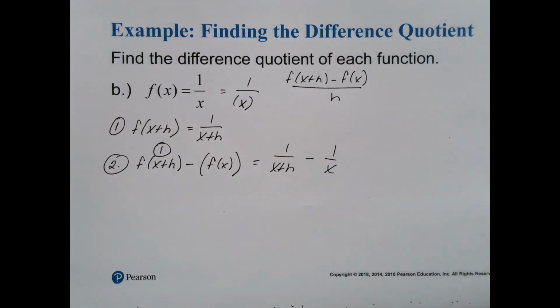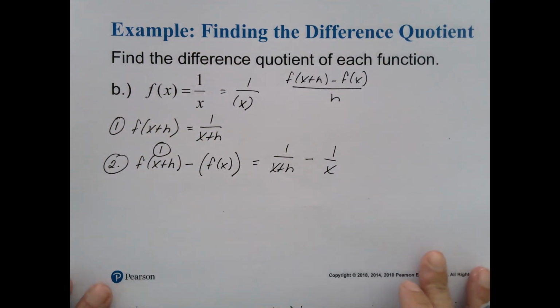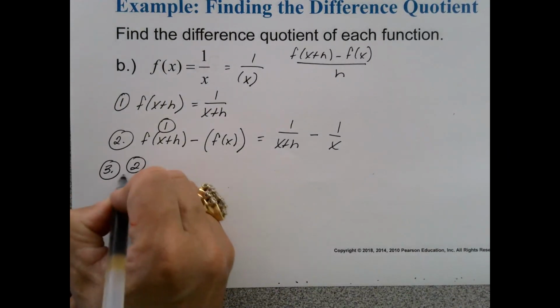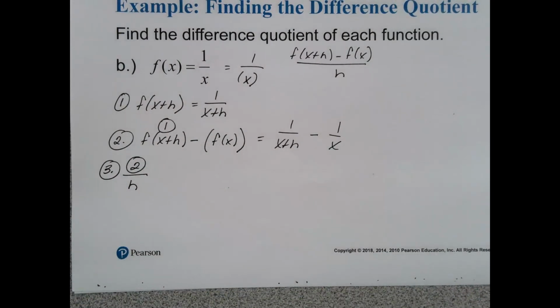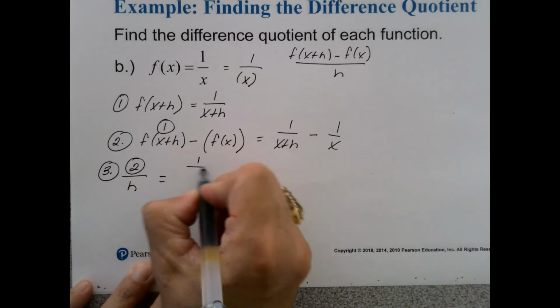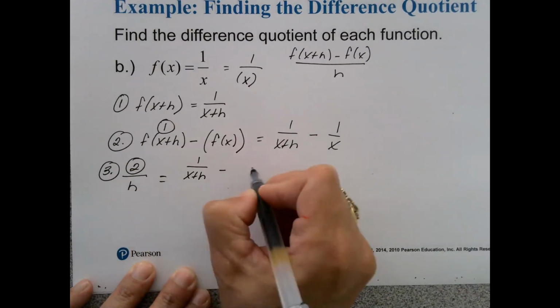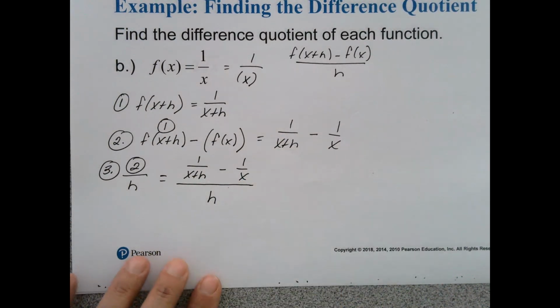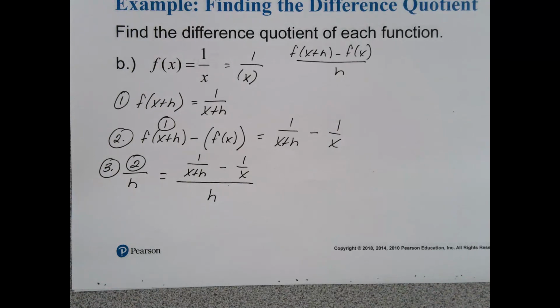Step number 3 is where things get interesting on rational functions. Step number 3 says take your result from step number 2, put it over h, and simplify. And it's the "and simplify" part that will give us some interesting pieces. So we've got 1 over x plus h minus 1 over x, all over h. Okay. Any questions about how we've gotten here so far? Literally, we're just following the direction.